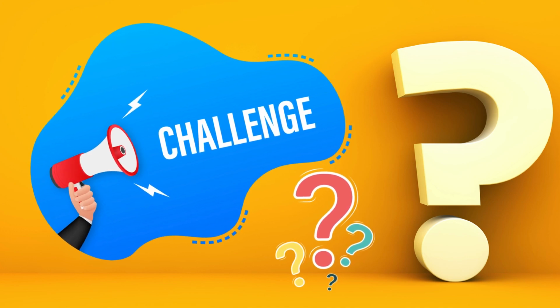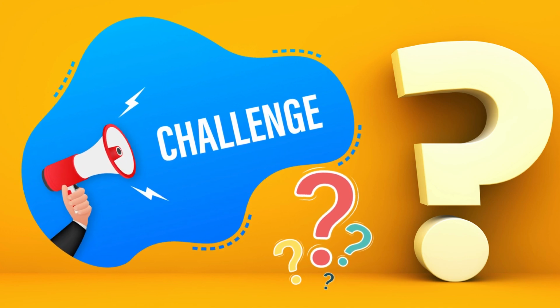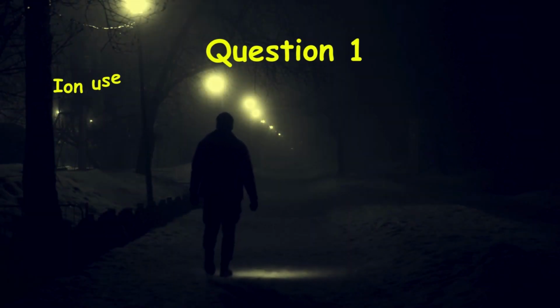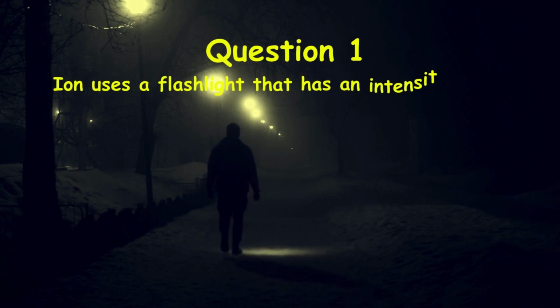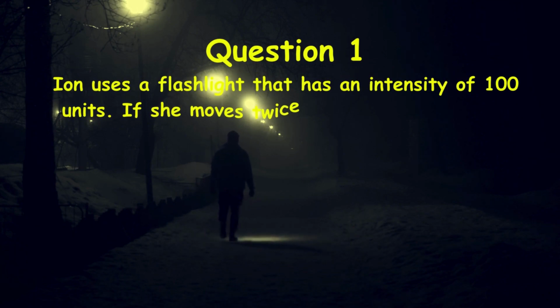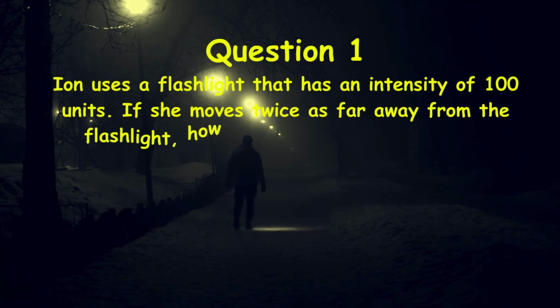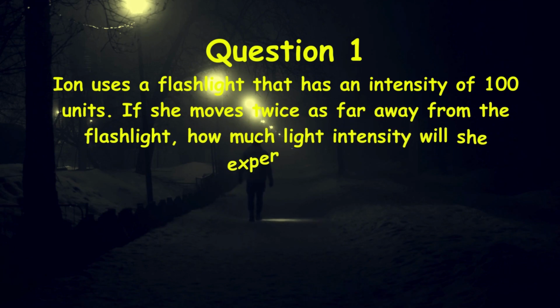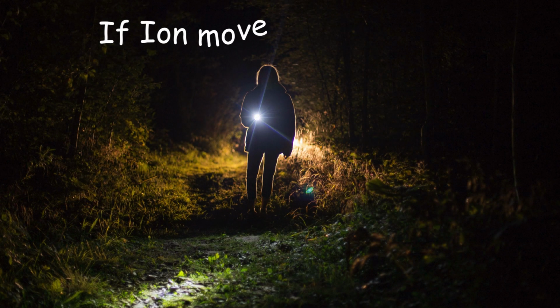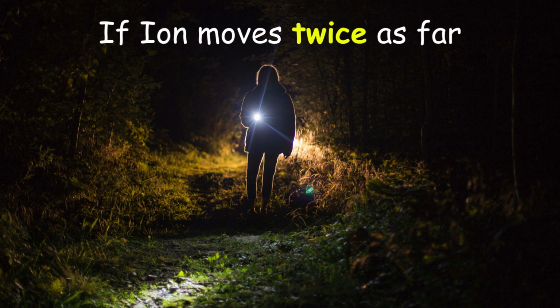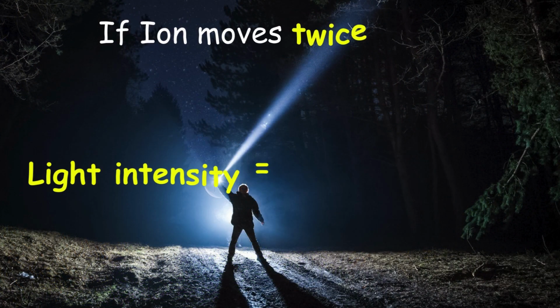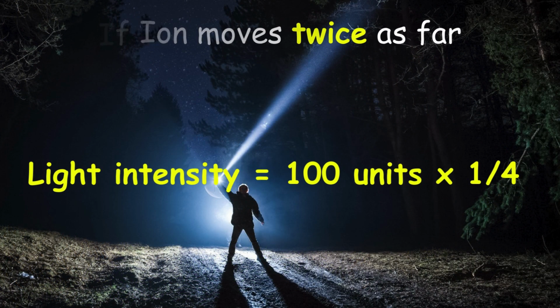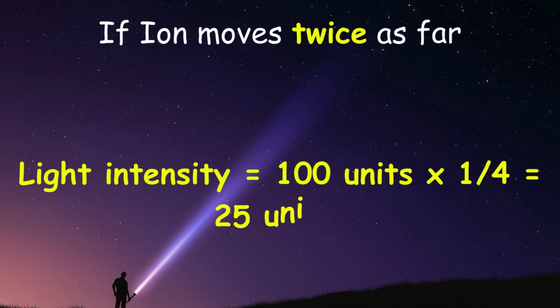Now, for some challenge questions. Question 1. Ion uses a flashlight that has an intensity of 100 units. If she moves twice as far away from the flashlight, how much light intensity will she experience? If Ion moves twice as far, the light intensity will be equal to 100 units times 1/4, which equals 25 units.